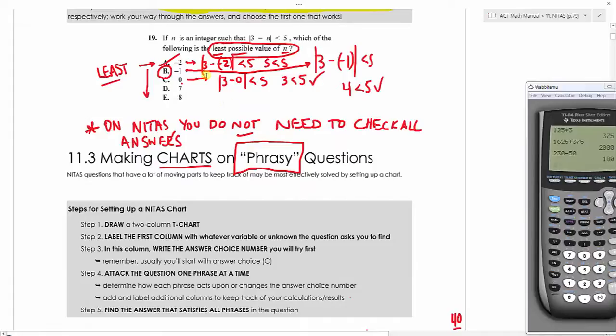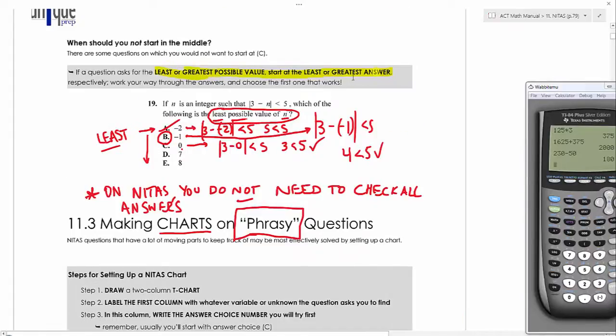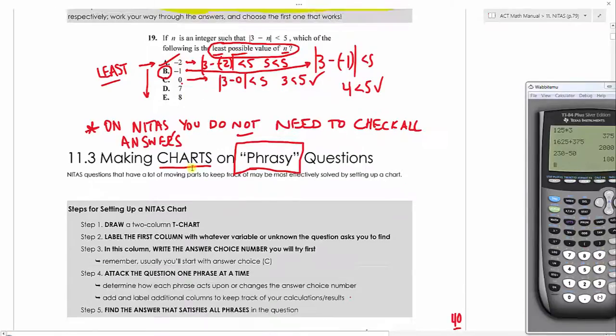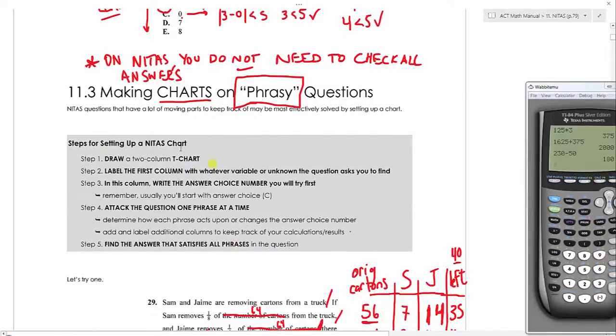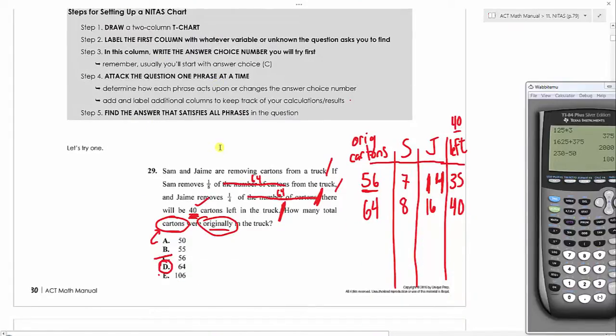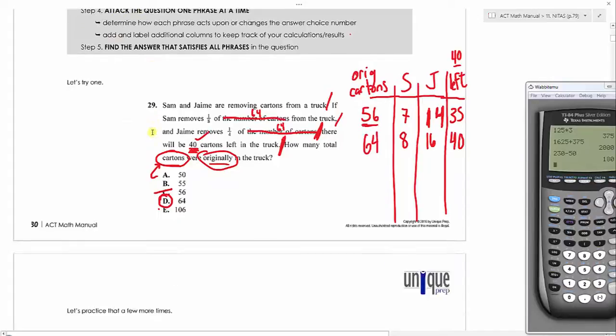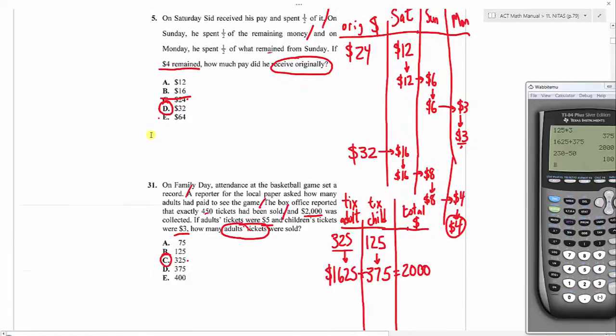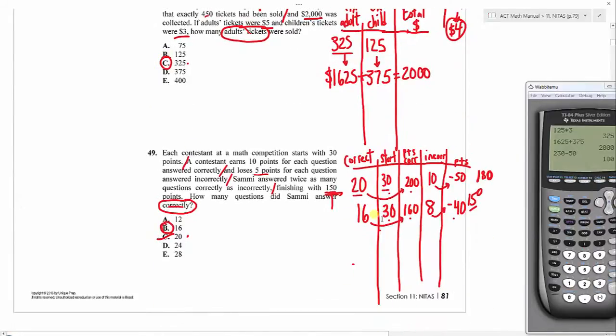Then we talked about the fact that if the question asks for the least or greatest possible value, we want to start at the least or greatest answer. So on number 19, they asked for the least possible value of n, so we started with the least possible answer choice. Making charts, remember what I said, just make sure that you follow these 5 steps in this gray box on page 80 when you are starting to learn how to do charts. If you veer from these steps too much, you are probably going to struggle a little bit with the charts, and the charts are extremely helpful, extremely beneficial. So I would become an expert on making charts. That is it for Nidus.